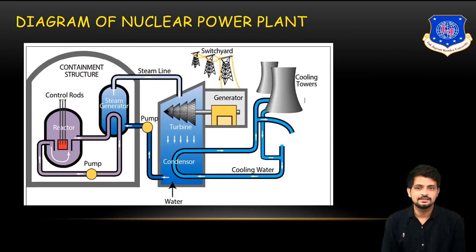Let us see the diagram of the nuclear power plant. I will not revise all things, I will just give you the overview: we were using reactor, steam generator, turbine, then generator, cooling towers, condenser. We have already studied the basic function of that. Today in this lecture, we are going to study these blocks in detail, the function of each and every block of this nuclear power plant.